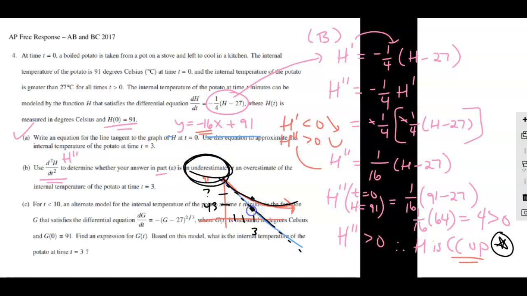Because my approximation from the tangent line ended up being less than the true function value. The fact that the h was concave up, that was critically important. Okay, so that one was a little bit tricky, right? But we've done stuff with tangent lines. We've done stuff with approximations. We've even talked about over and under.